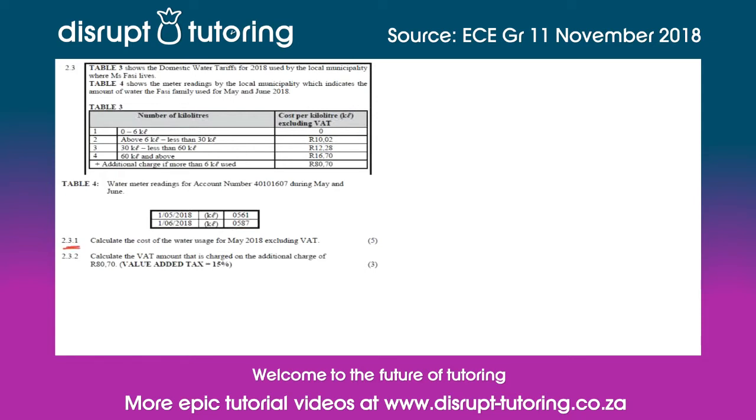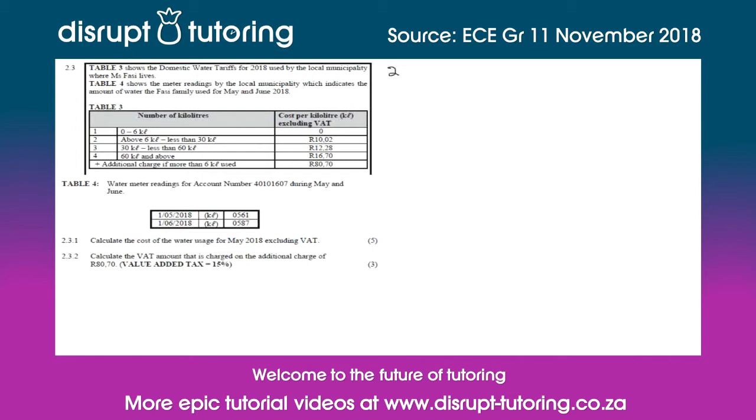Then it says for 2.3.1, calculate the cost of water usage for May 2018, excluding VAT. For this question, we first need to find out how much water was used. Using this table, we must take the total from the beginning of June and minus what was read in the beginning of May, and that's going to give us the total water usage for May.